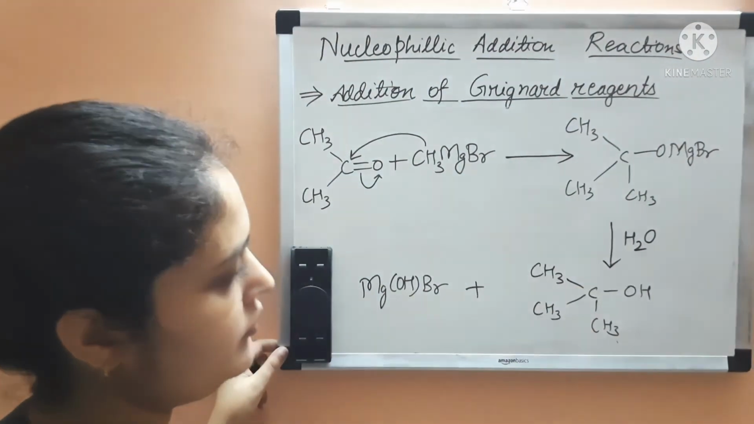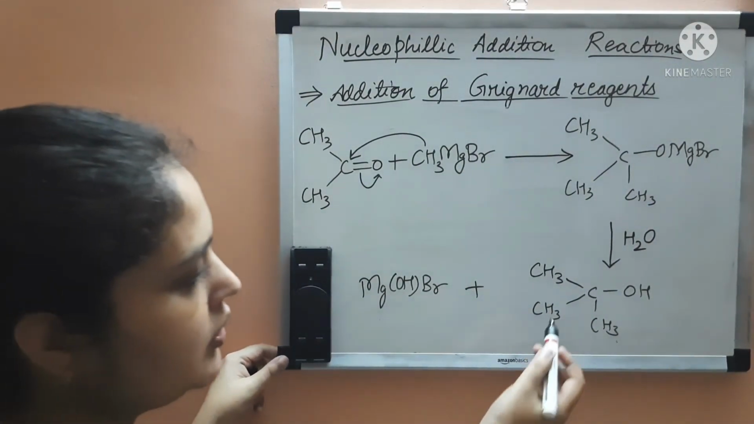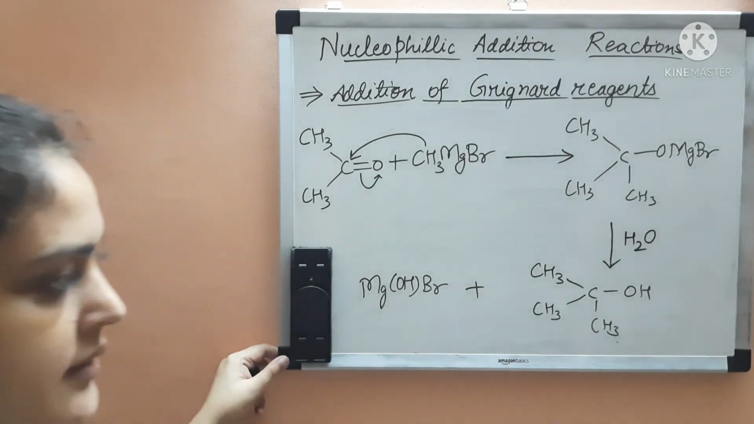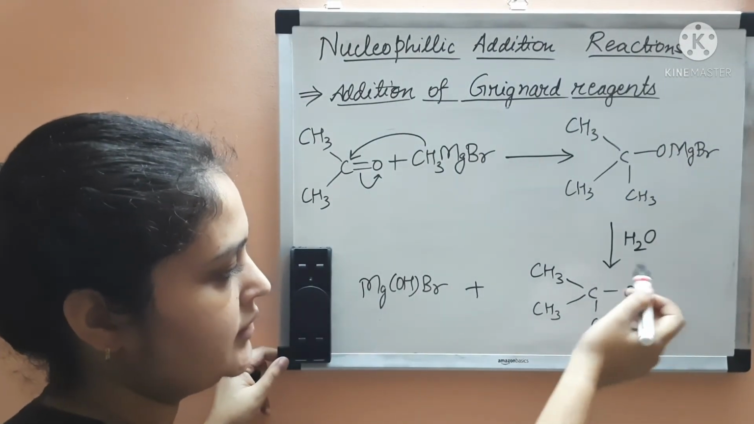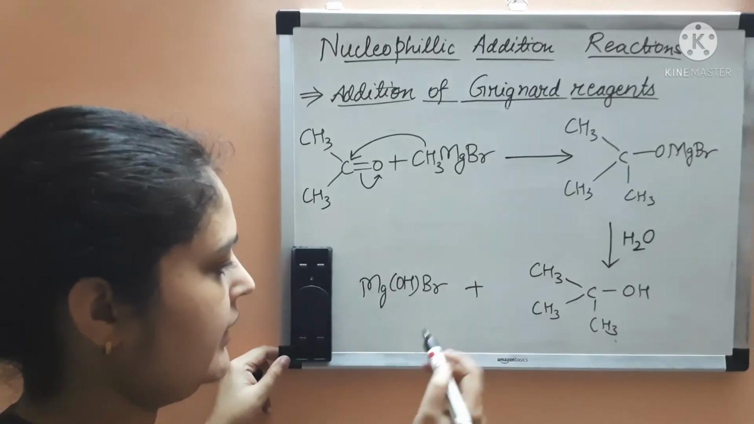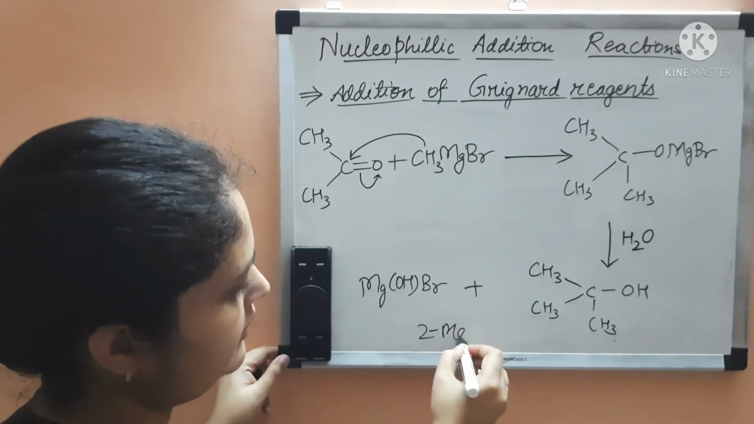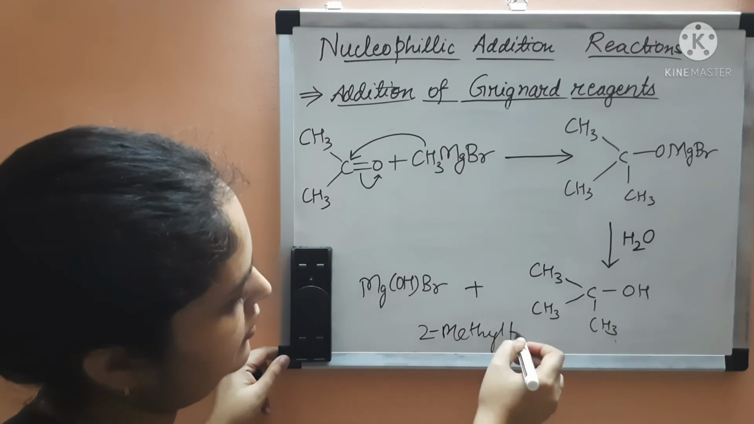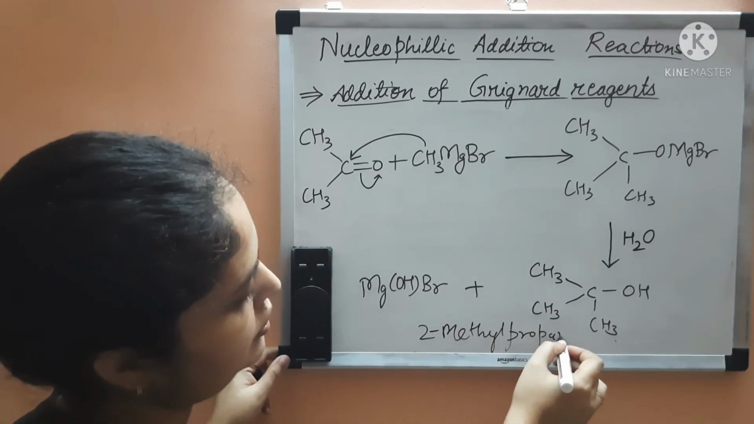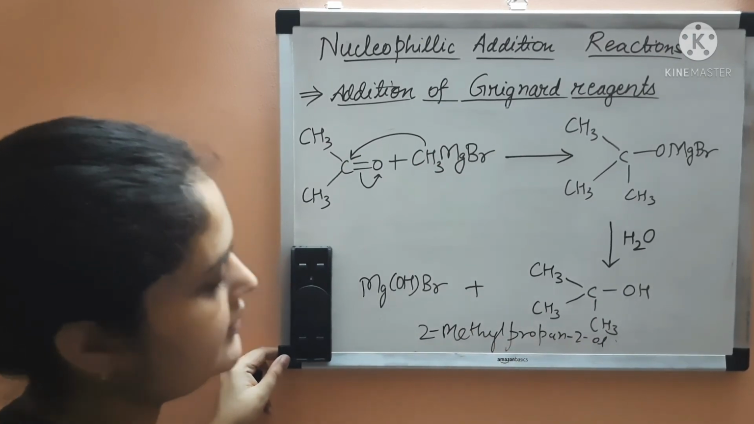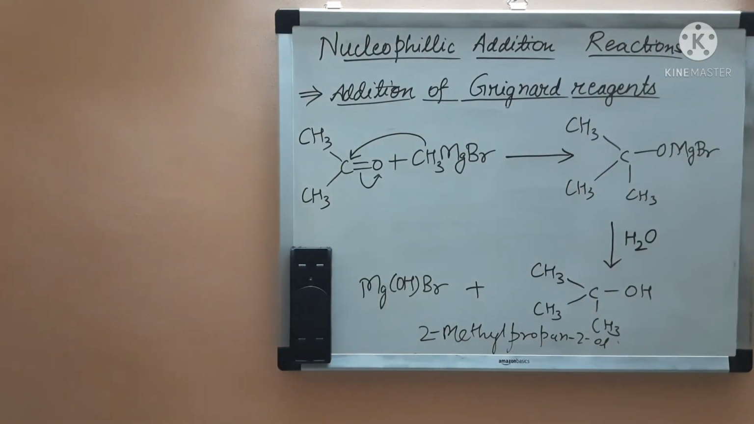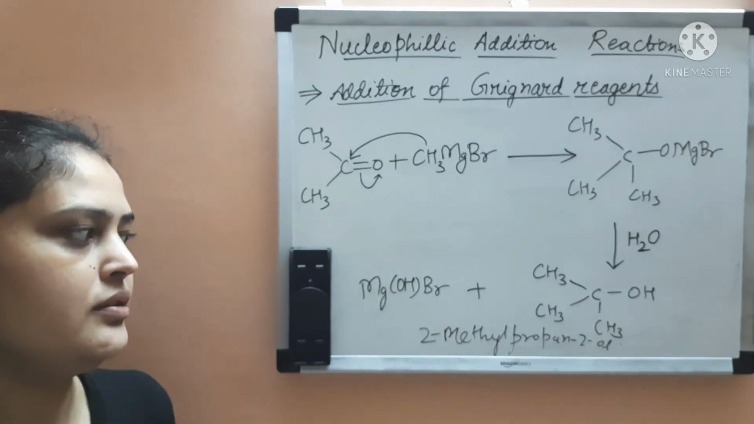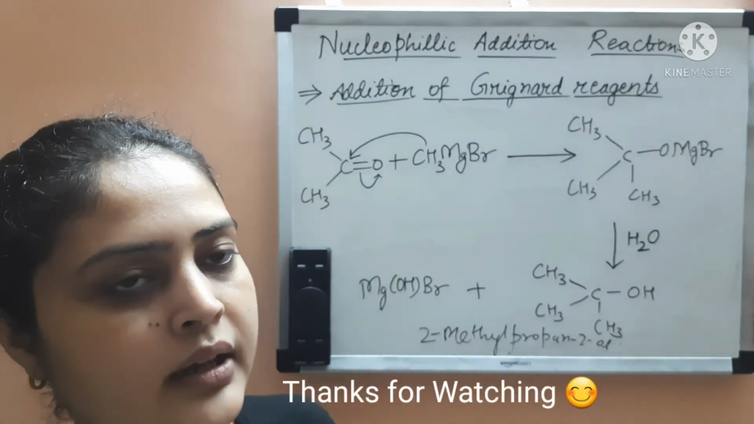Now what is the name of this compound? Because it is having 3 carbon atoms, it is propanol, and at the second carbon there is hydroxy group and methyl group. So 2-methylpropan-2-ol. So this is the IUPAC name of this compound. So this is how we will do these type of questions. So I hope you got this topic. Thank you.